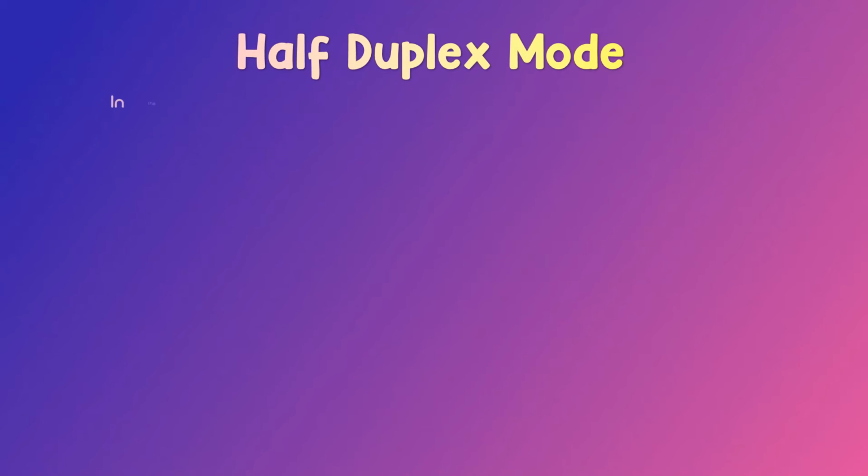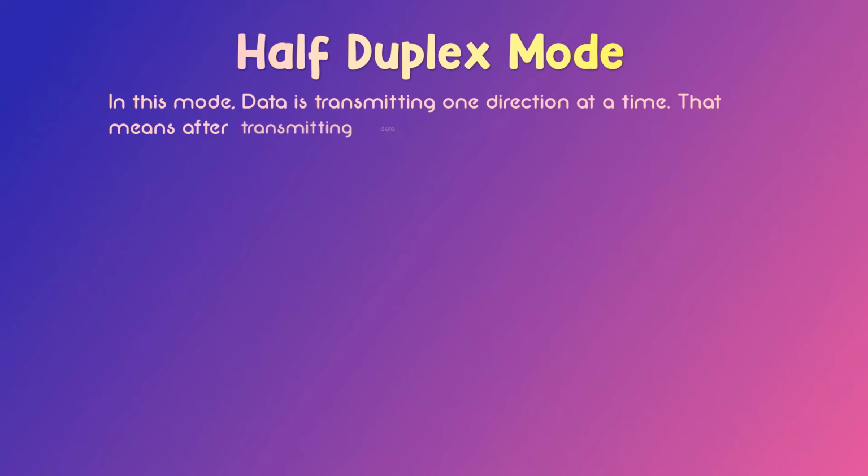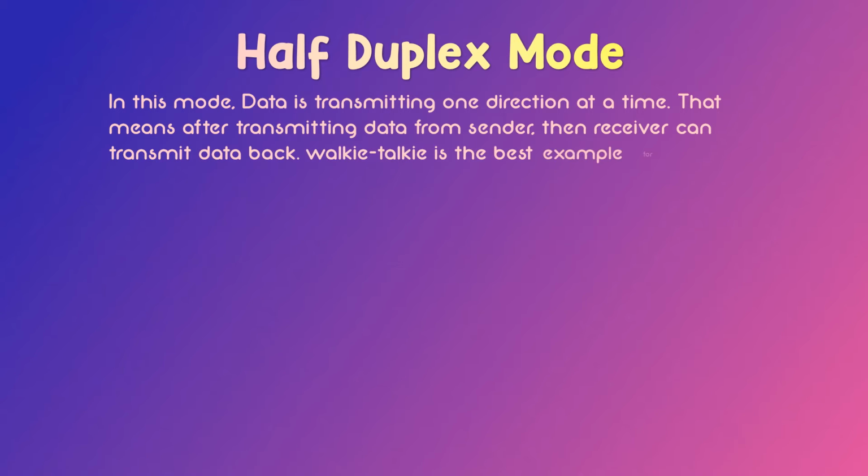Half duplex mode. In this mode, data is transmitting in one direction at a time. That means after transmitting data from the sender, then the receiver can transmit data back. Walkie-talkie is the best example for that.